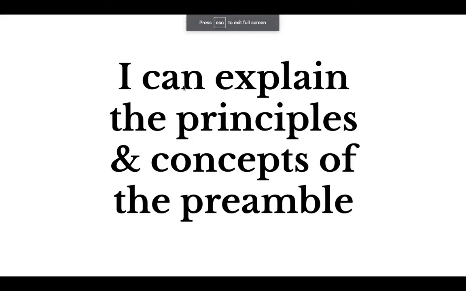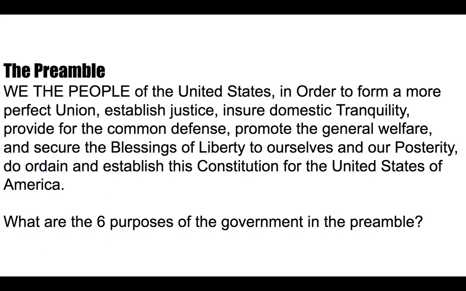Okay, I can explain the principles and concepts of the preamble. So the preamble simply reads, "We, the people of the United States, in order to form a more perfect union, establish justice, ensure domestic tranquility, provide for the common defense, promote the general welfare, and secure the blessings of liberty to ourselves and our posterity, do ordain and establish this Constitution for the United States of America."